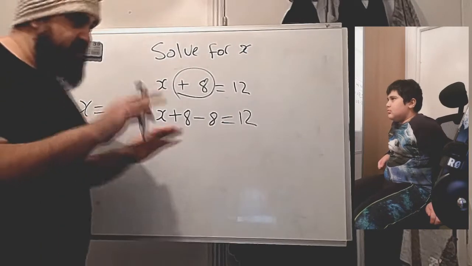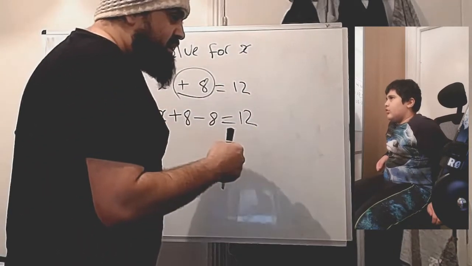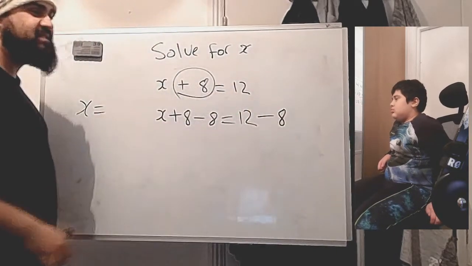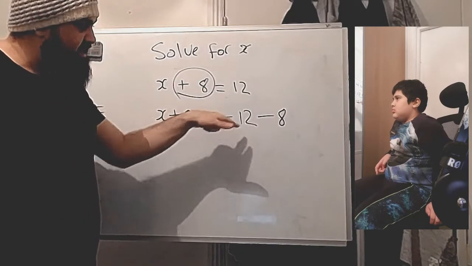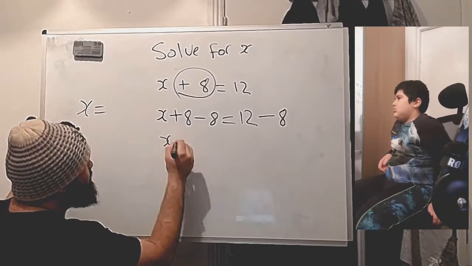But I'm going to tell you, in algebra, in maths, whatever you do to one side, you must do to the other side. So I have to do minus 8 on that side as well. So now I have x plus 8 minus 8 equals 12 minus 8. Well, let's break it down now. We got x plus 8.